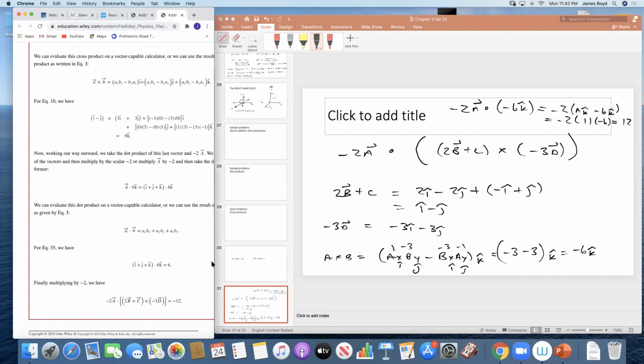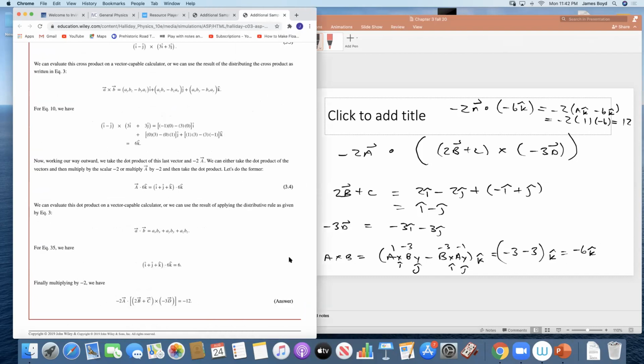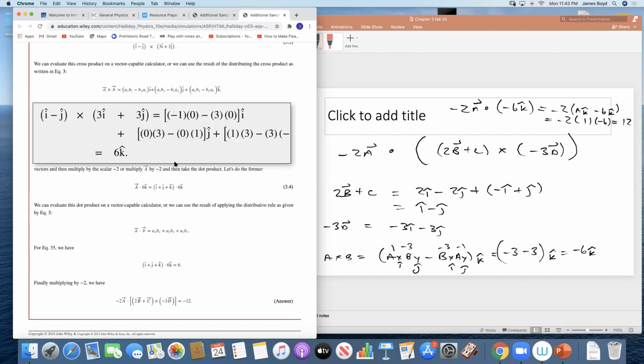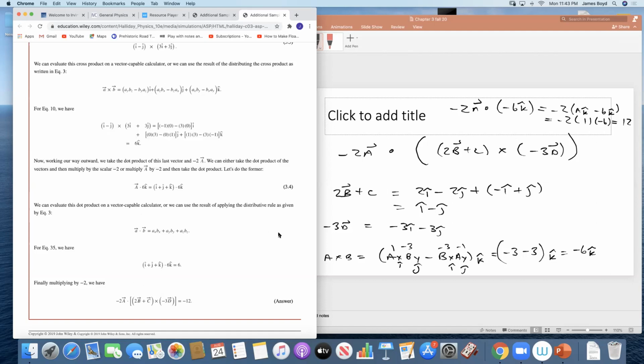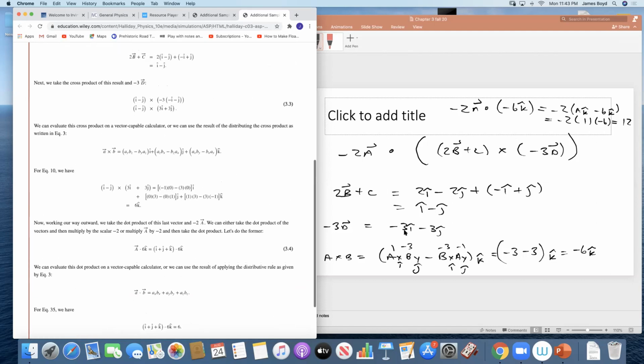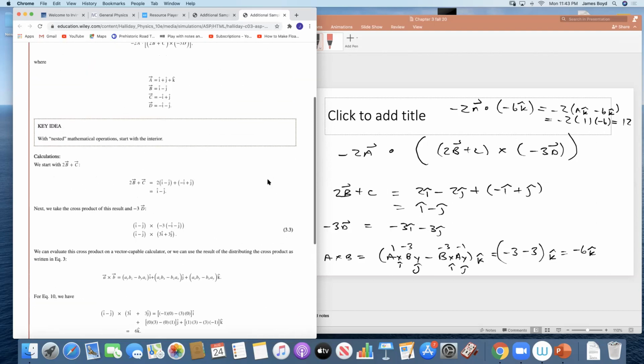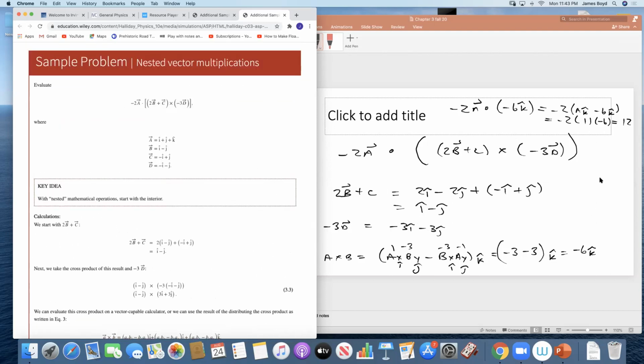And why did I drop, where did I drop a minus sign? They're saying that we should have gotten a minus or a positive 6 here. Did I forget something here? I have I minus j crossed with 3i plus 3j. So somehow I missed this minus 3D. Oh, I missed a minus sign here. So yeah, there's a minus sign. I'm sorry about that, you guys.